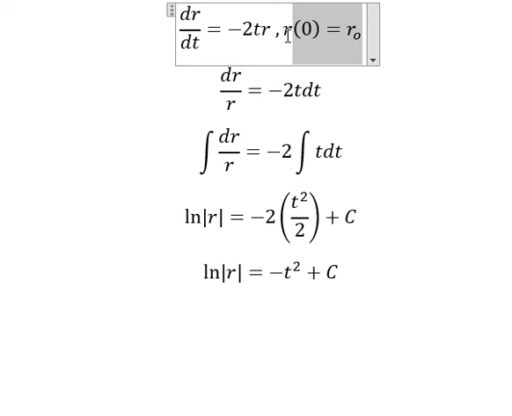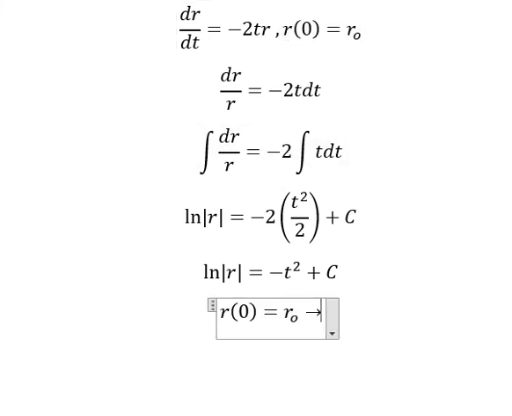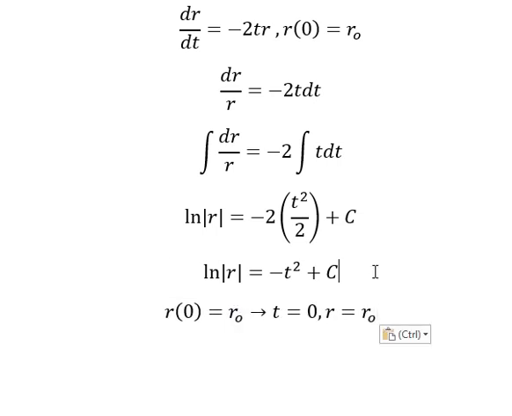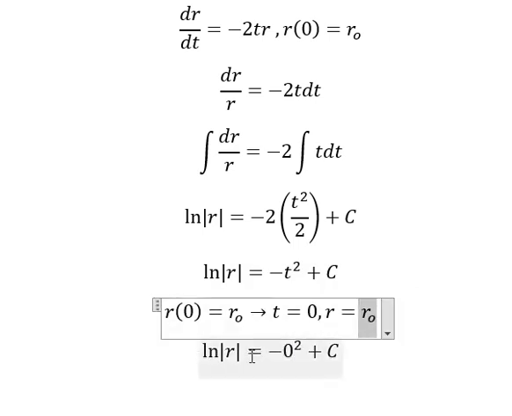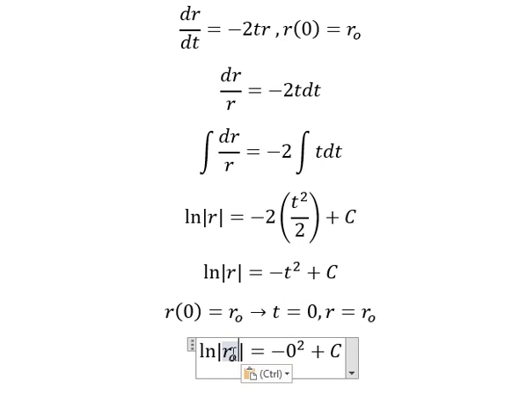Next, we have the conditions. That means when t equals 0, r equals r0 in here. So I will put 0 in here. R0, I will put this one in here. And now we have it like this.